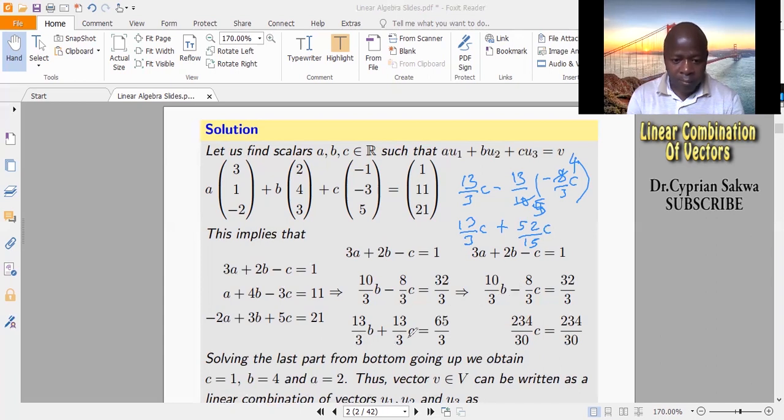Yeah, I took 13 over 3c minus 13 over 10 multiplied by this. So I've just simplified. And the 2 was to go here, the 2 goes there. So that would be 52 over 15. So the LCM is 15.